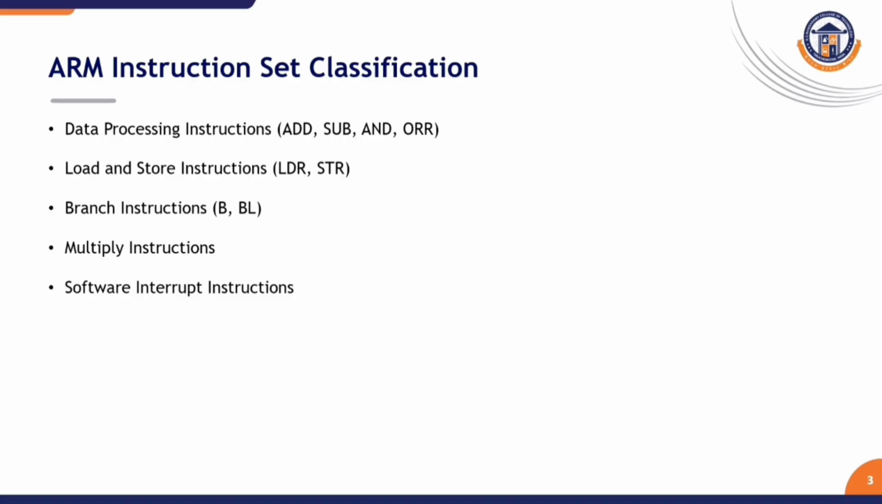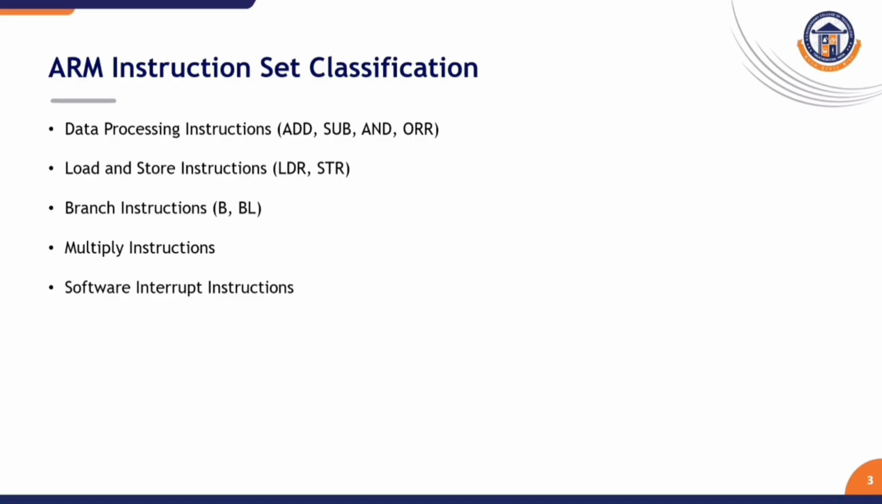The next one is branching instructions. B stands for branch and BL stands for branch with link, used for loops, function calls, and control flow. Multiply instructions are used for fast arithmetic operations. Software interrupt instructions are used to call operating system services.